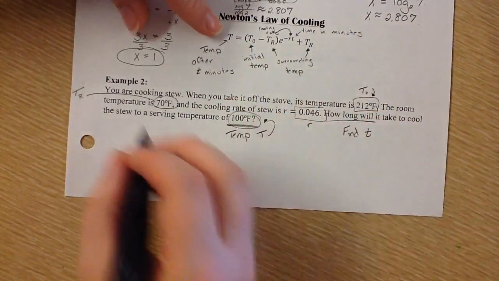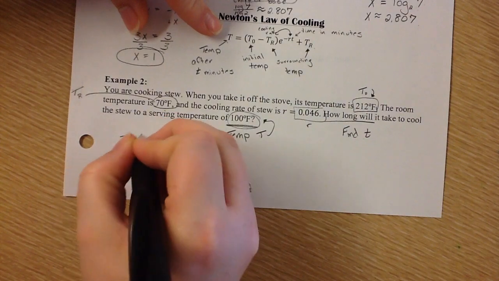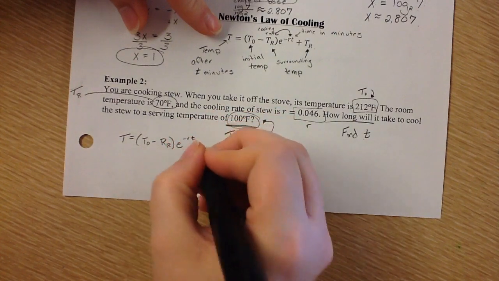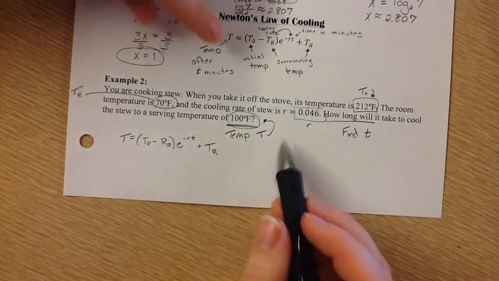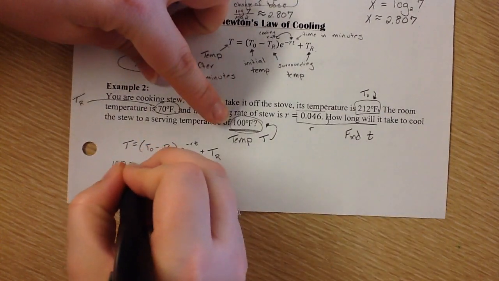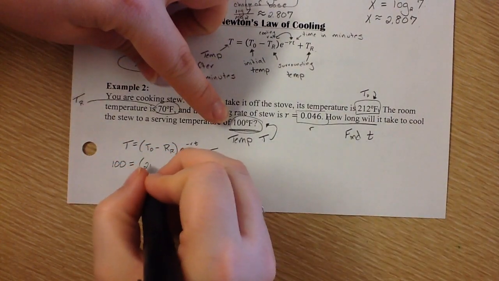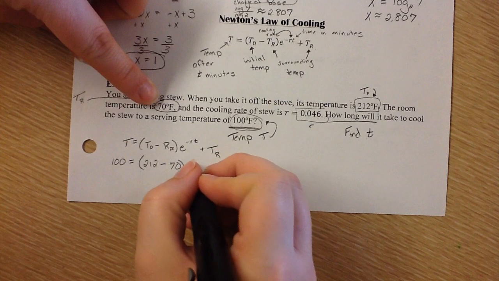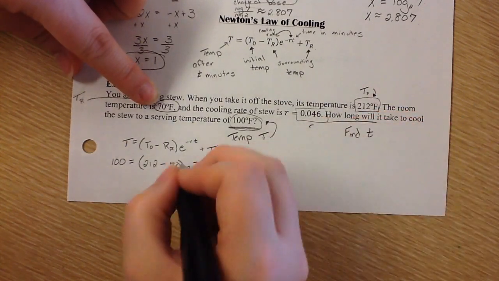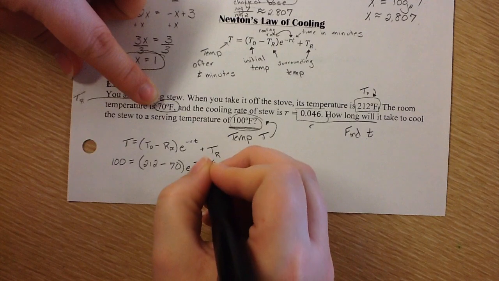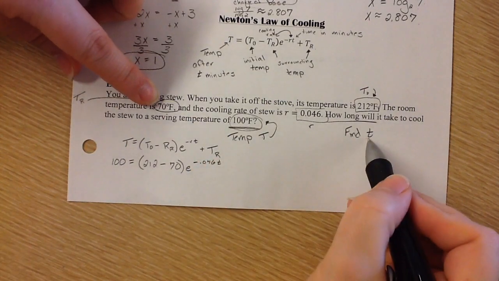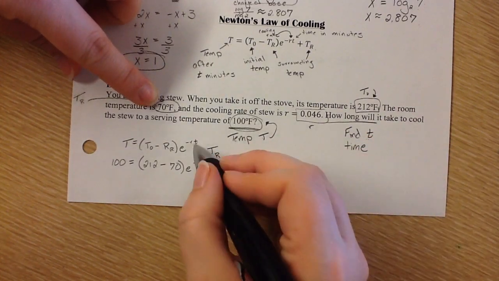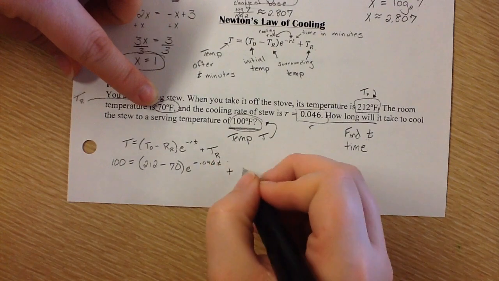So now all I need to do is use this equation: T equals (T sub 0 minus T sub R) e to the negative rt plus T sub R, and plug everything in. So my big T is 100 degrees. My initial temperature is 212. The temperature of the room is 70. e to the negative r is 0.046. t is what we're trying to find, the lowercase t, finding time. Okay, so that's my lowercase t plus the temperature of the room, which is 70.